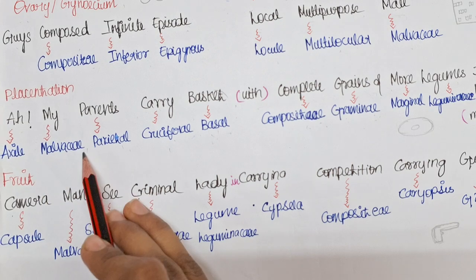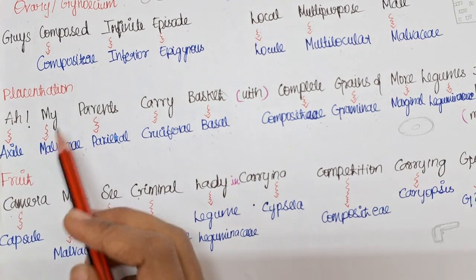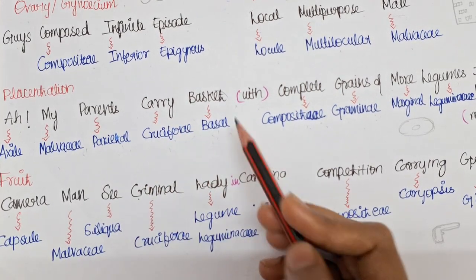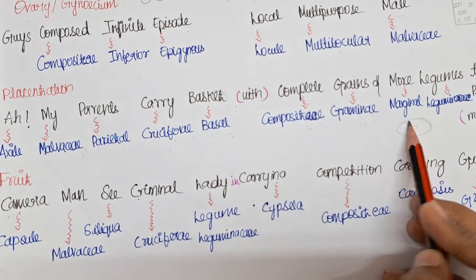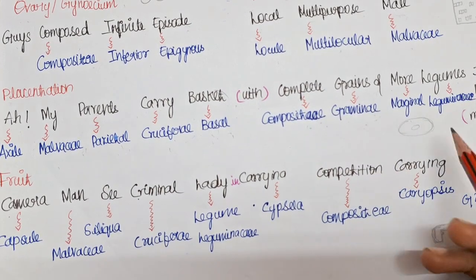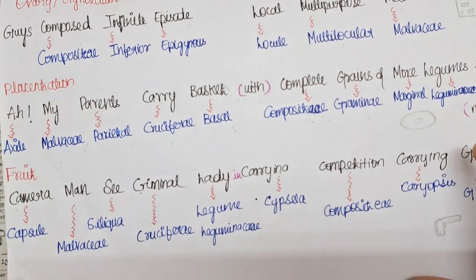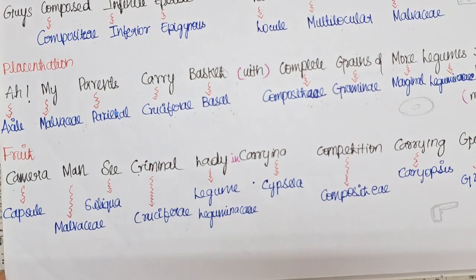So my parents carry basket with complete grains and more legumes to place in my plate. So axile, my Malvaceae, parents parietal, carry cruciferae, basket basal, complete composite, grains graminae, more marginal, legumes leguminosae. In my plate is nothing but your placentation. Hope it is clear. You have to recall all this again and again. Okay, I'll be posting this in the Telegram channel. The PDF will be there, try to write it in your notes as well.